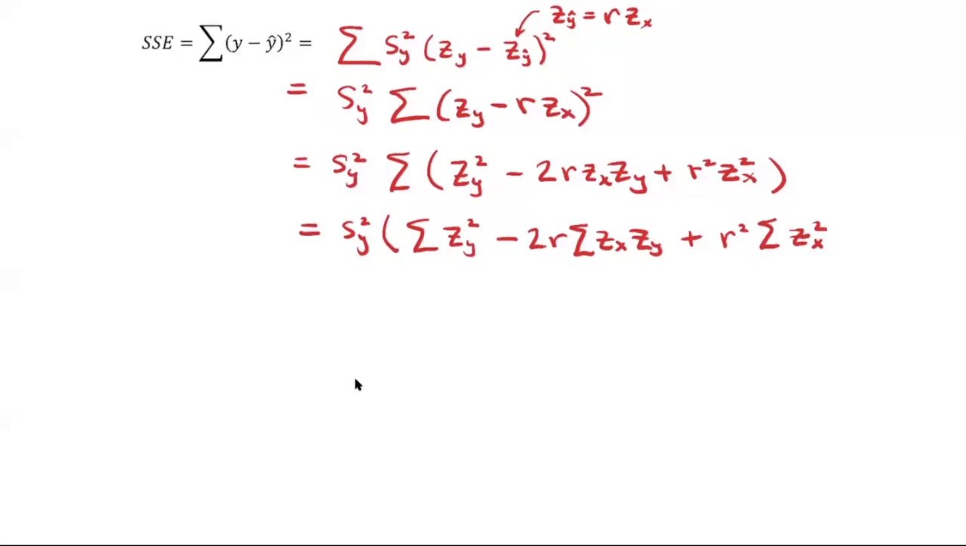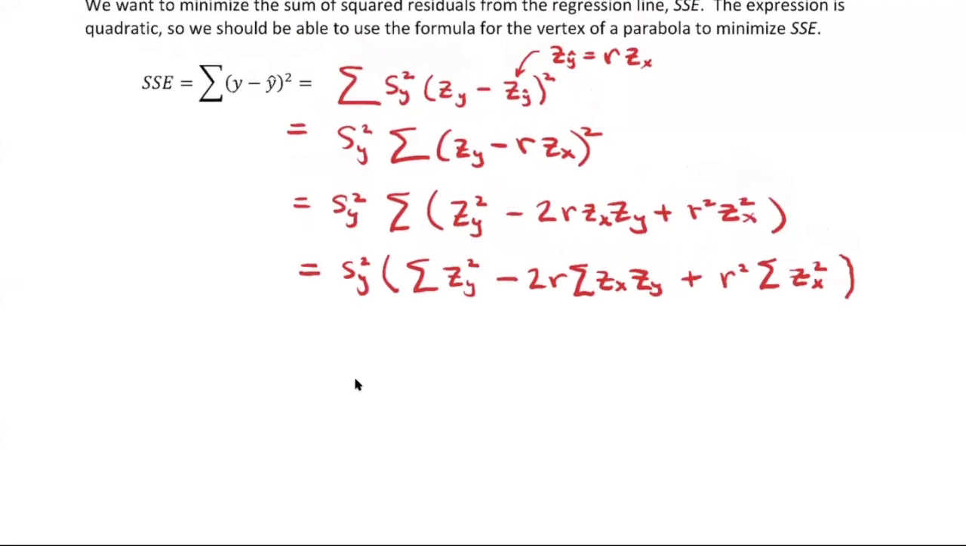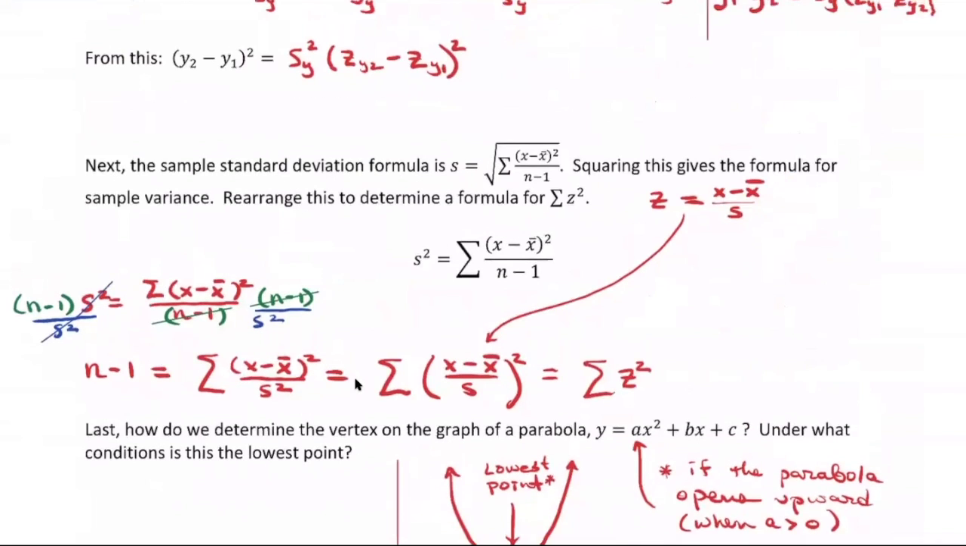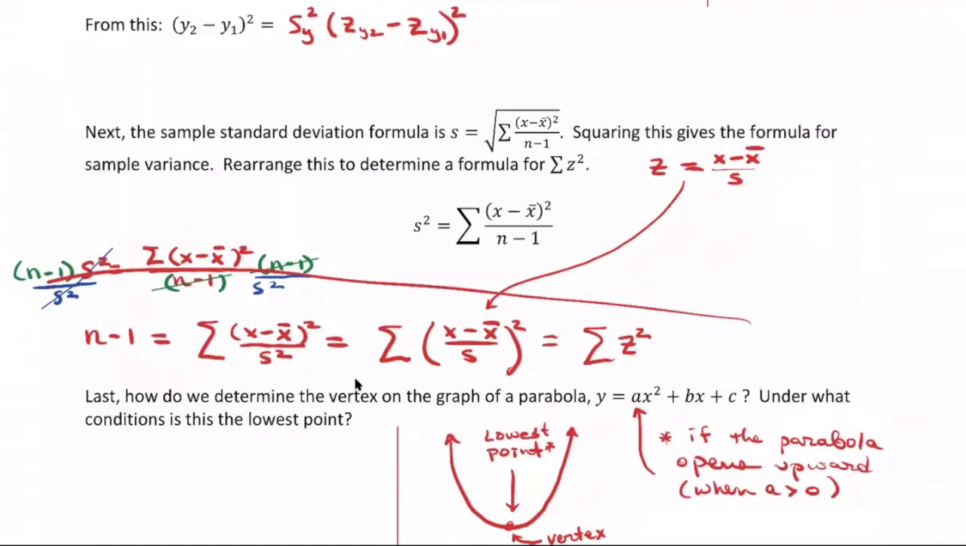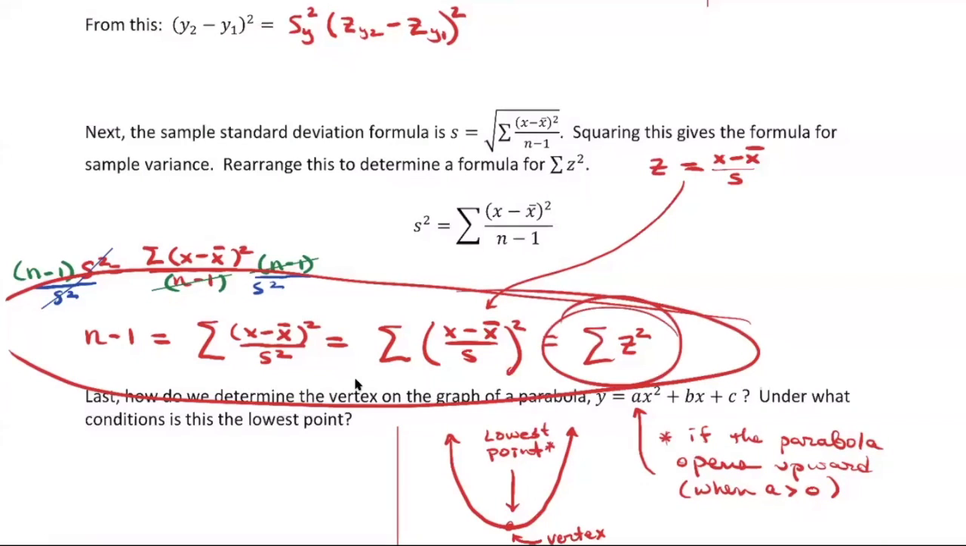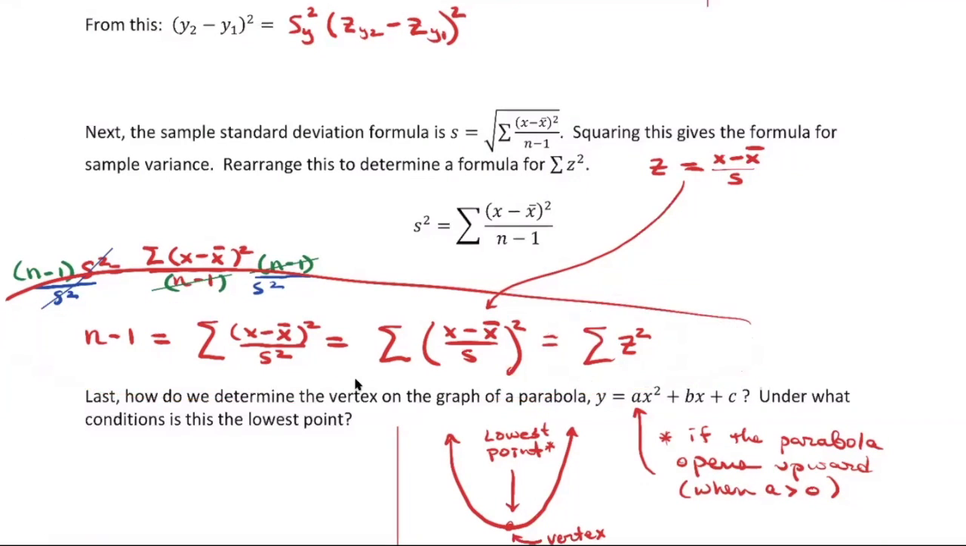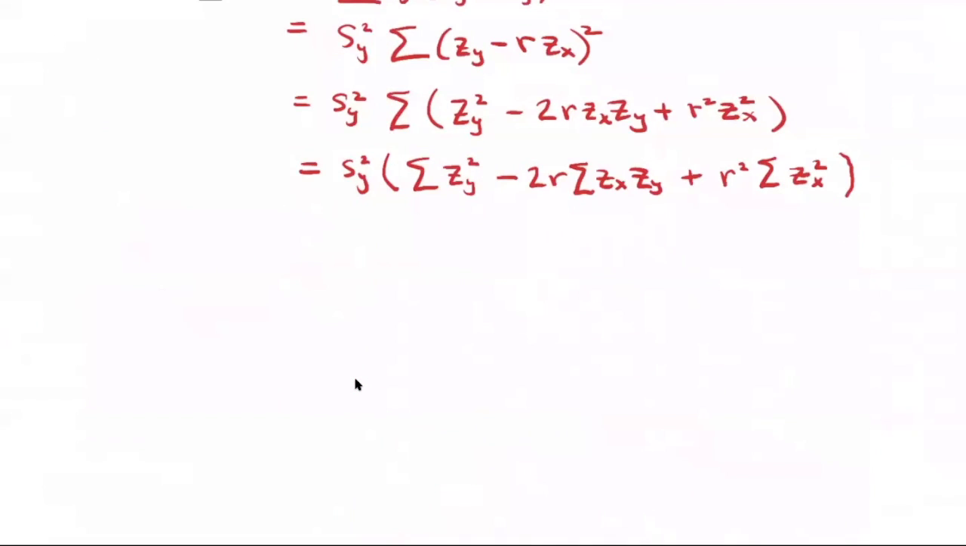Okay, then a couple of things to remember. First is that the sum of the squares of z-scores is always n minus 1. This statement right here, that if you add up a bunch of z-scores squared, you always get the number of values minus 1. So let's do that. The sum of the z-scores of y squared should be n minus 1. And the sum of the z-scores of x squared should be n minus 1.